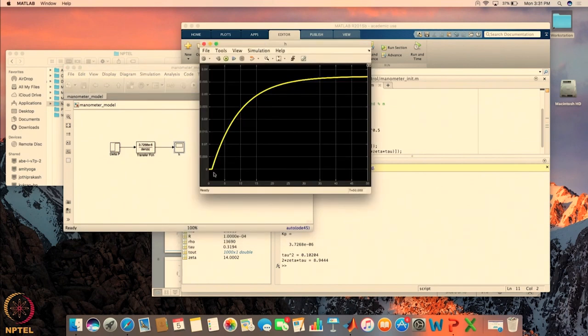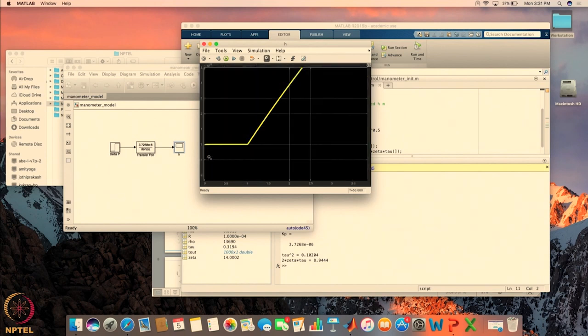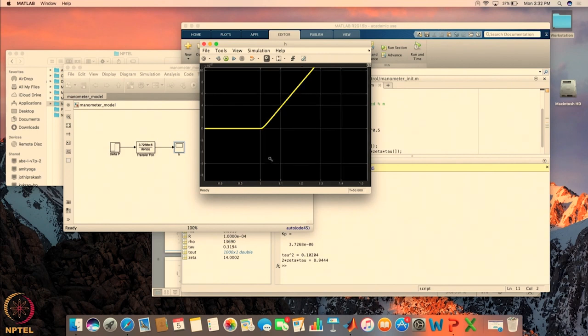You can see that the response goes from the initial value to the final value. Here you may not be seeing what's happening right in the beginning, but if we zoom in, we will see that the response has a slight zero slope in the beginning, and then slowly it kicks off.